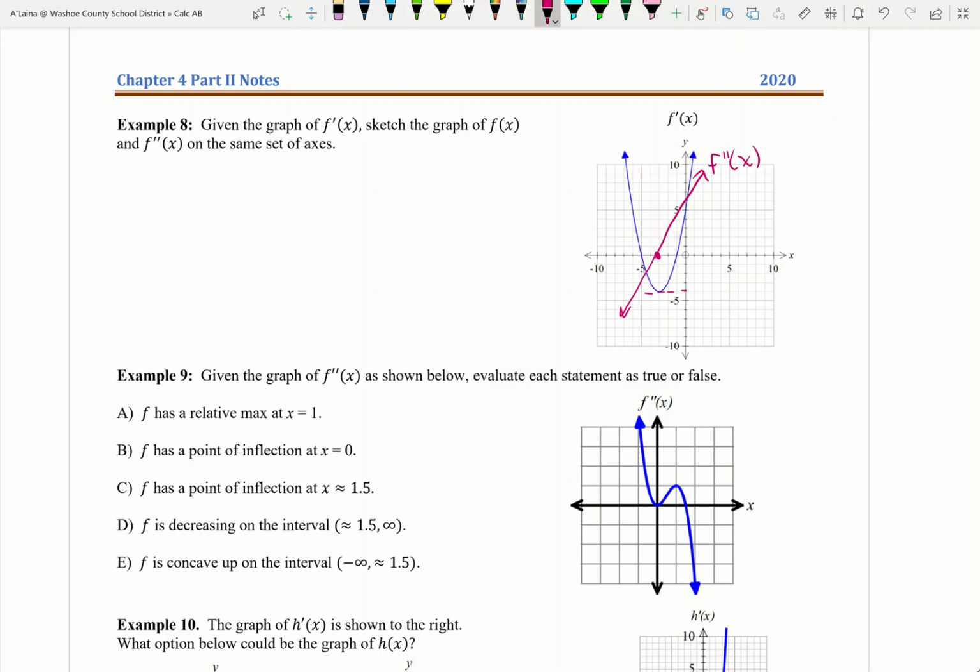I need to be below and then above. That's what's clear to me. And also, since this appears to be a quadratic, the derivative of a quadratic would be linear. So I should have a line here because of the power rule.